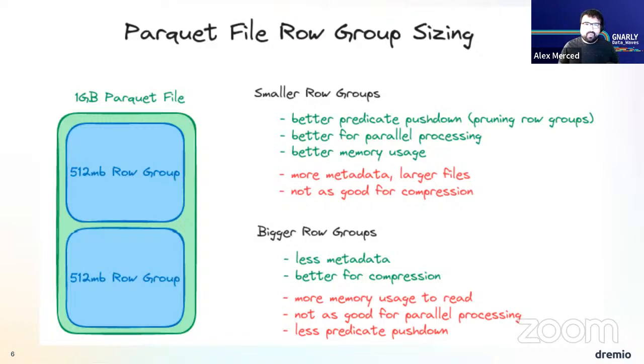But what if I don't ever really filter on height, or I generally scan the whole Parquet file? Well, then I'm slowing things down, because every time it goes to a row group, it has to read the metadata for that row group.